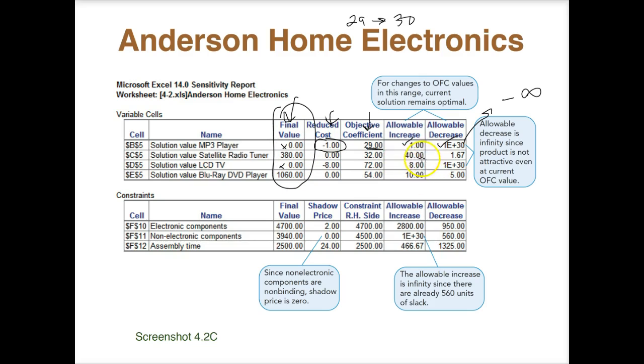Now for the satellite radio tuner, we see that the allowable increase is going to be 40. So in other words, as far as increasing the amount of profit, hey, we got a lot of room to do that. But on the low end, we can only go down $1.67. Okay, so what that means here is that for satellite radio tuners, if our cost goes up any, we got a huge problem. If it goes up beyond $1.67, then we're going to start to erode our profits in such a way that it's not going to make sense for us to make satellite radio tuners.